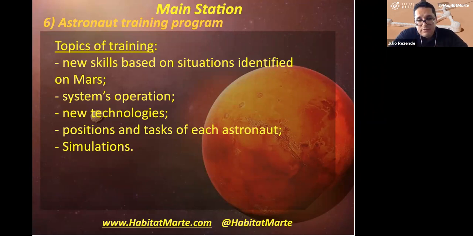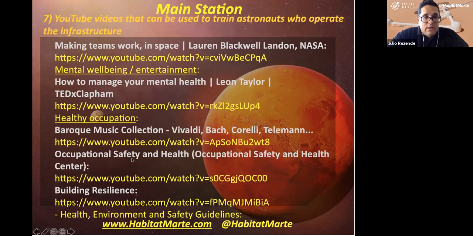if in the station it's supposed to be an extra vehicle activity, in the next days they will be doing simulations before, how it's supposed to be the collection of ice and the regolith to bring back to the station. In this case, the simulations are very important so they develop an imagination in terms of what will be happening in the next days or the next weeks, something like this.